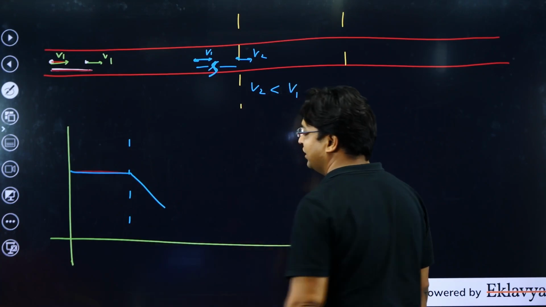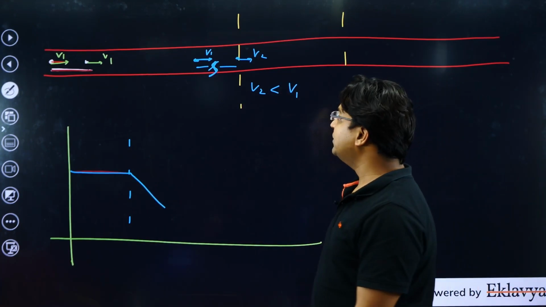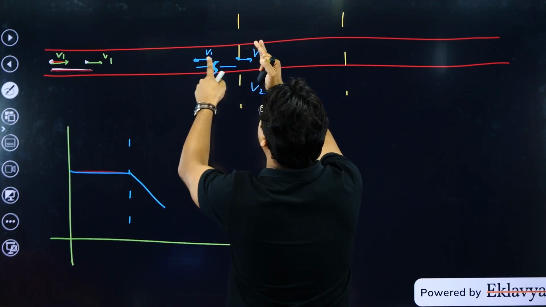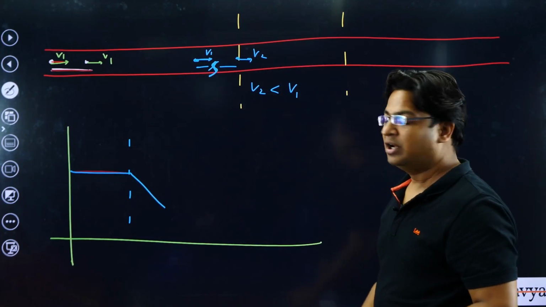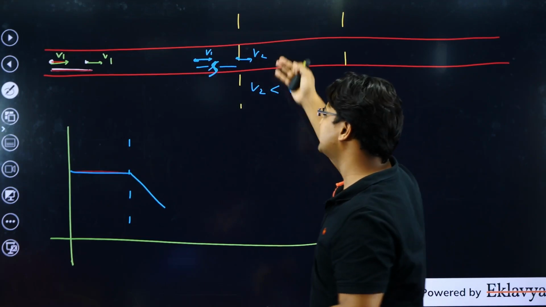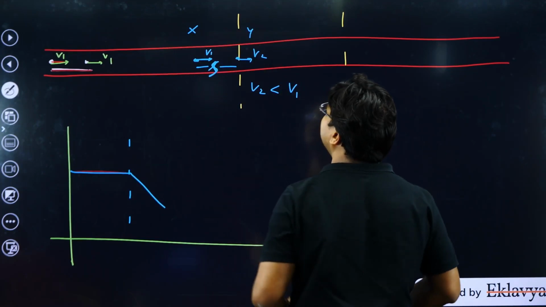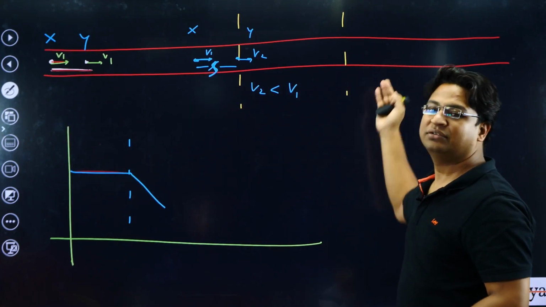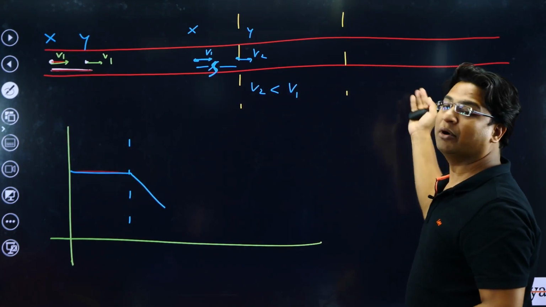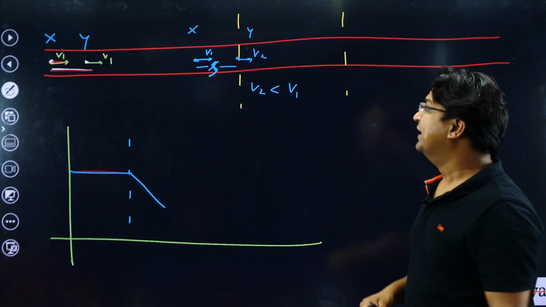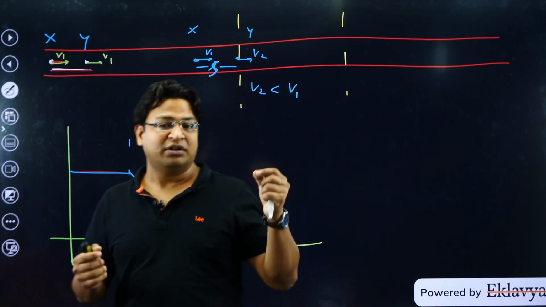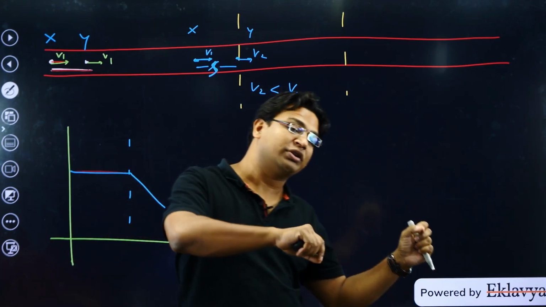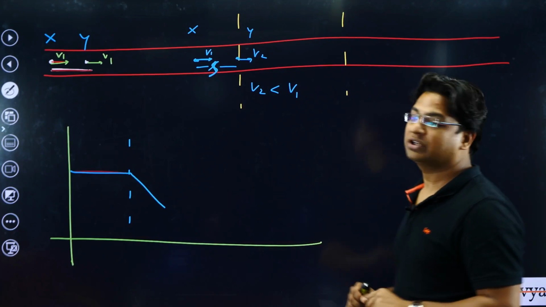This will start decreasing. Now there can be two situations. One situation is that the bridge was so short that even before the first car could get on it, the rear car, let's name them x and y, so even before the x car could get on the bridge, the y car came out of it. That is one situation. The other possibility is that while the y car was still on the bridge, x also got on the bridge. So let's see in these two scenarios how the graph will change.